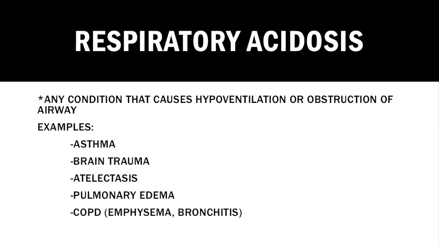Our first disorder we're going to talk about in acid-base balance is respiratory acidosis. Respiratory acidosis is characterized by any condition that causes hypoventilation or obstruction of airway. We've listed a few examples here: asthma, brain trauma, atelectasis, which is collapsing of the alveoli, pulmonary edema, and COPD. And we know COPD is a host of obstructive lung disorders like emphysema and bronchitis.